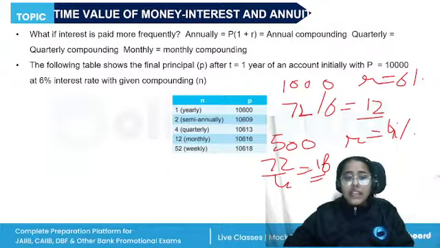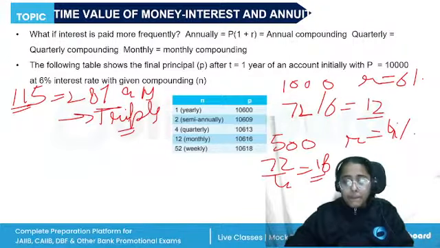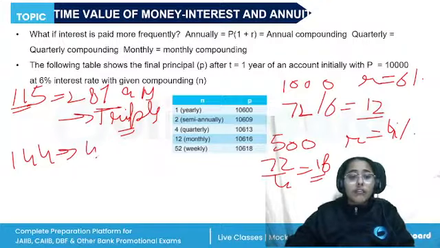Similarly, we can take another example: the rule of 115. We can divide 115 by 4, which gives us 28 years and 9 months. This shows the time it will take for our amount of 500 to triple. Right? To triple. And if we use the rule of 144, it shows how much time it will take for the initial principal to become almost 4 times.